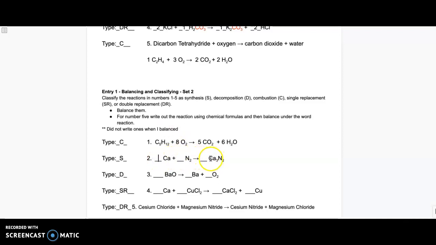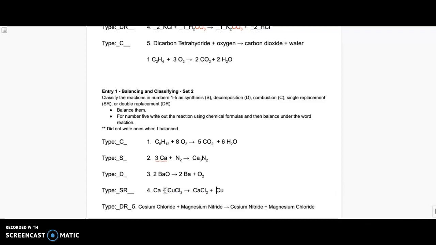So here, calcium's 3. Nitrogen's 2, nitrogen's 2. So all I have to do to balance actually is put a 3 here. And then it's going to be 1 and 1. But since I don't write 1s, I can just leave it blank. Here I got 1 barium, 1 oxygen, 2 oxygens. So that's telling me that I'm going to need a 2 here. But that's now going to double my barium, which is 2, and give me 1 oxygen. So just a 1. Okay. 1 calcium, 1 copper, 2 chlorines, 2 chlorines. This one's actually balanced as is. It's all 1s.